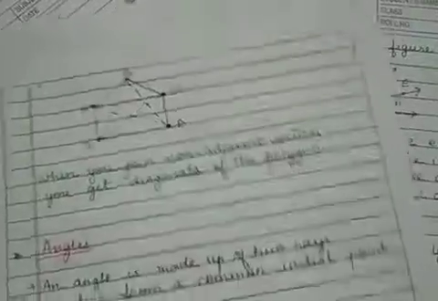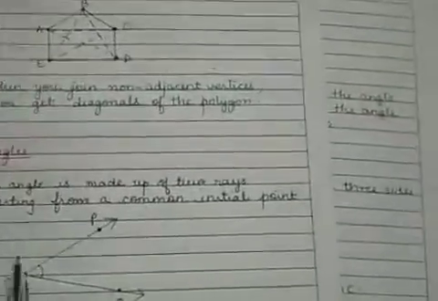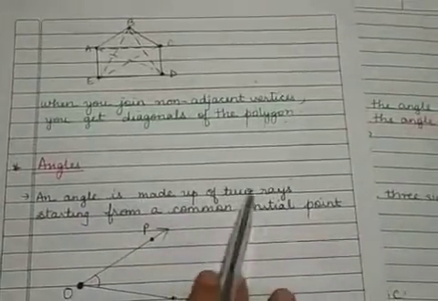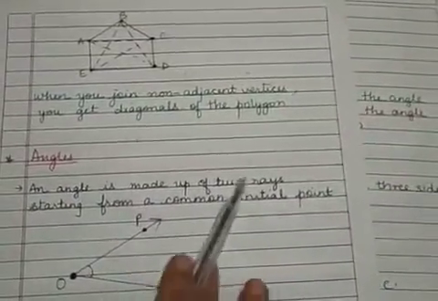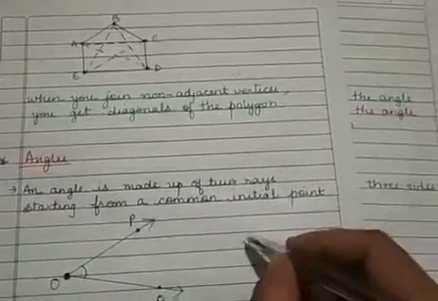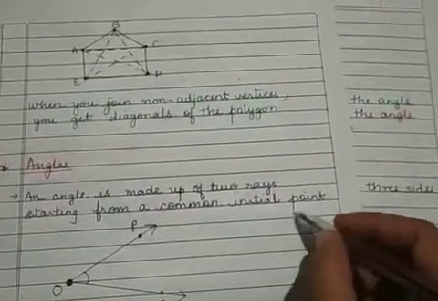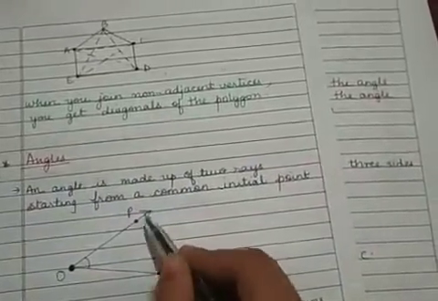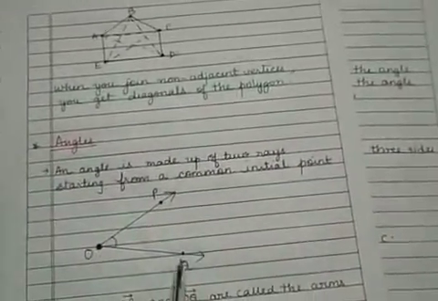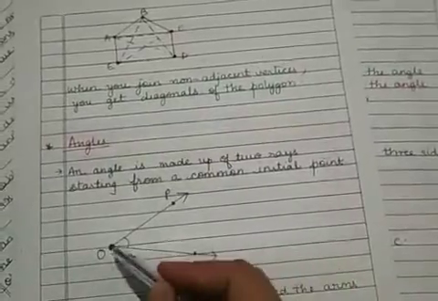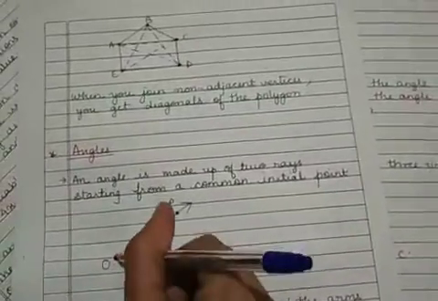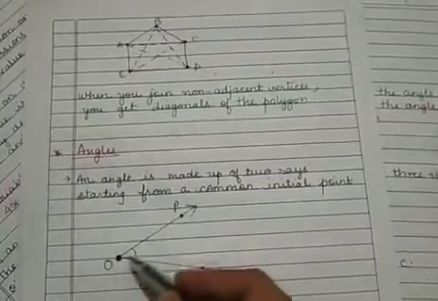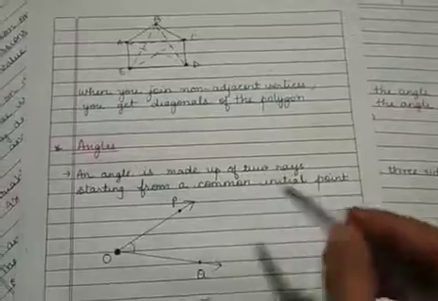After diagonals, let's come to the next geometrical concept, which is angles. An angle is made up of two rays starting from a common initial point. You know a ray has one end point, and on the other side it extends indefinitely. So one ray here is OP and the other ray is OA. These two rays meet at the common initial point called O. So this figure that you get when two rays meet at a common point O is called an angle.